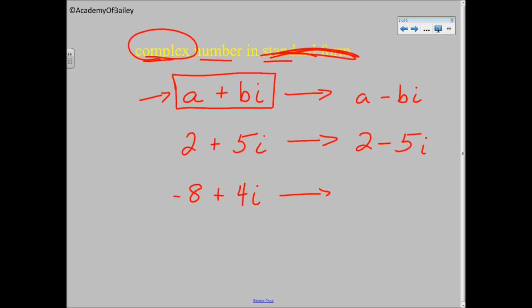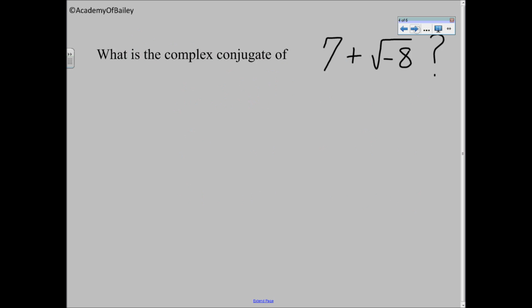And I'm pretty sure that you could probably figure this one out, right? -8 minus 4i. Those are complex conjugates. So, coming here, what is the complex conjugate of 7 plus the square root of -8? Well, first off, we have to take the square root of -8 and simplify that radical.